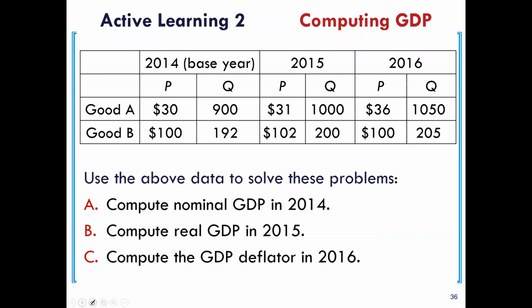At this moment, let's consider this active learning example. Now, I have data on two goods, good A and good B. I have their prices and their quantities for 3 different years, 2014, which is the base year, 2015, and then 2016. Now, we are required to use the above data to solve these problems. So A, we are required to compute the nominal GDP in 2014. B, we are required to compute the real GDP in 2015. And C, we are required to compute the GDP deflator in 2016.